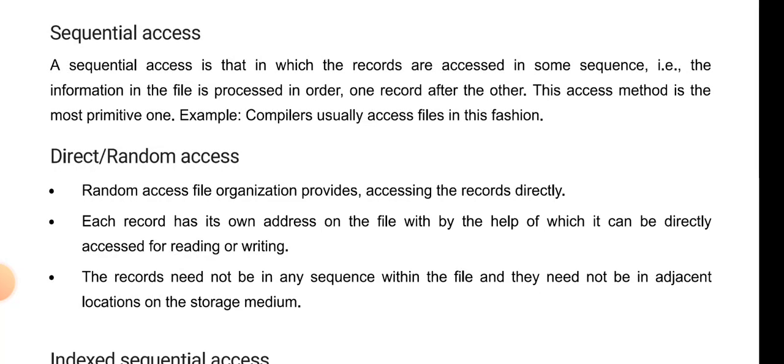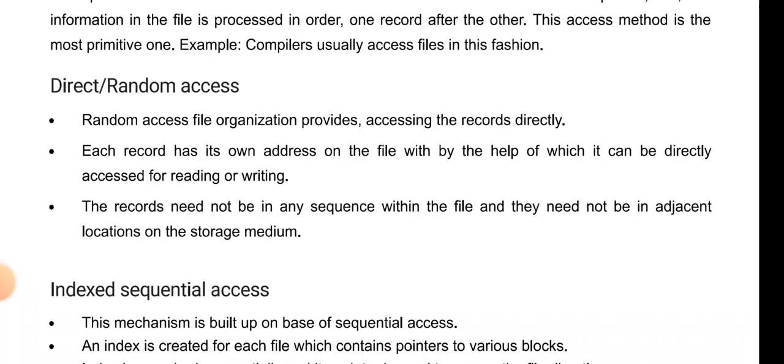Direct random access. Random access file organization provides accessing the records directly. Each record has its own address on the file with the help of which it can be directly accessed for reading or writing. The records need not be in any sequence within the file and they need not be in adjacent location on storage mediums.